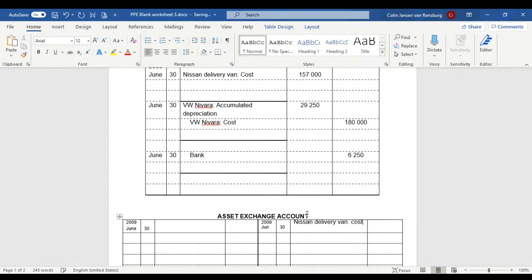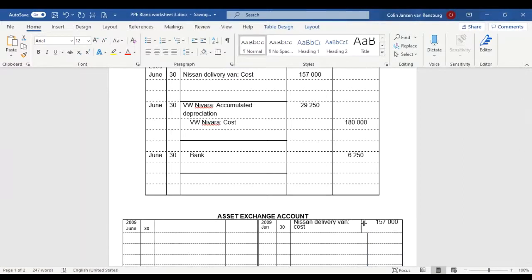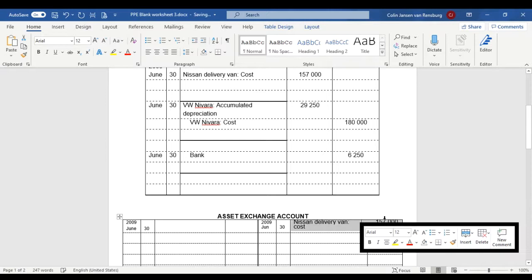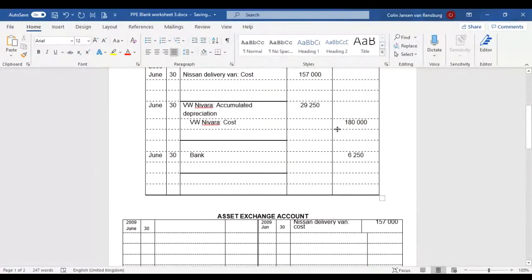Colon cost. And the amount of that transaction, what did we deem its cost price to be? You remember we said we had to estimate the purchase price. In this case, it is 157,000. Okay. Let me see if I can make that a little bit bigger like that. Okay. Happy so far? So that just contains the contra of that account.